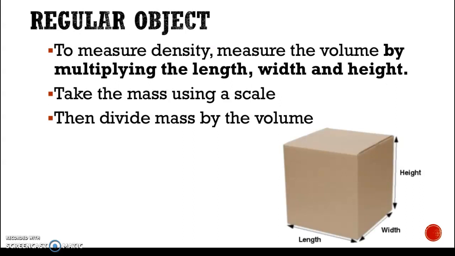Now, when it comes to a regular object, to find the density, we need to measure the volume, which we're going to take the length, the width, and the height and multiply them together. The only reason we're able to do that is because all the sides of the regular object are straight. They're not curved, they're not bent, they're all straight. Then we take the mass using the scale, and then we divide the mass by the volume. And that's how we find the density of a regular object, as we've been doing since the second grade.